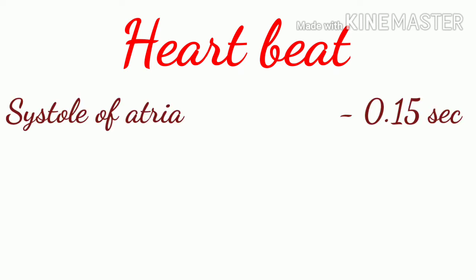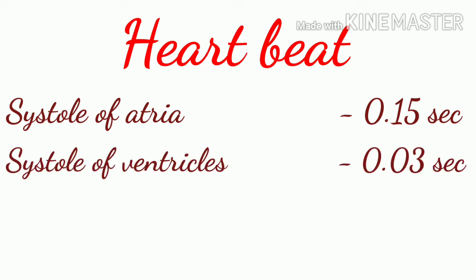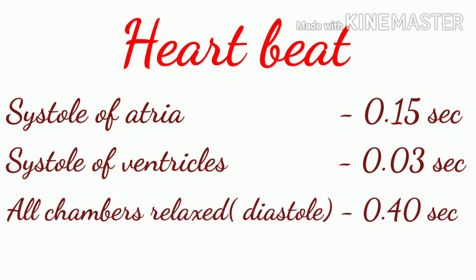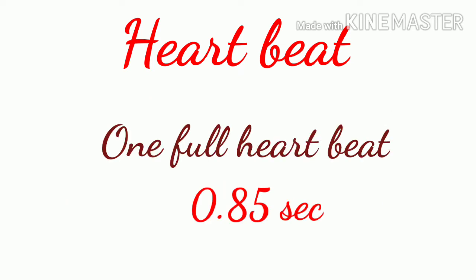Heartbeat consists of three main steps. They are the first step, contraction of the auricles or the systole of atria, which lasts for about 0.15 seconds. It is followed by the systole of the ventricles, which lasts for about 0.30 seconds. And finally, all the chambers are in a relaxed state for about 0.40 seconds. So, each heartbeat lasts for about 0.85 seconds. So, that's the duration of one full heartbeat, that is 0.85 seconds.